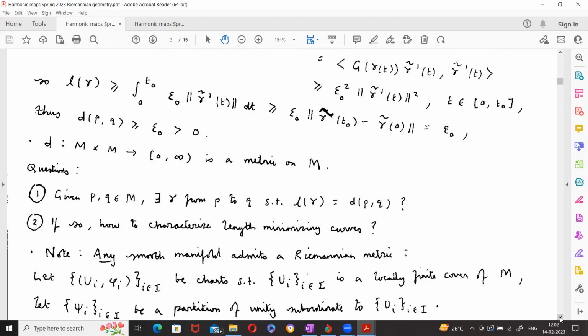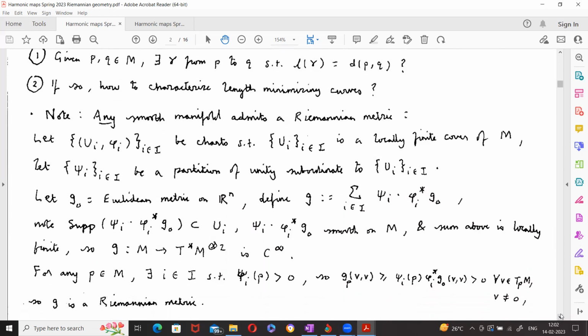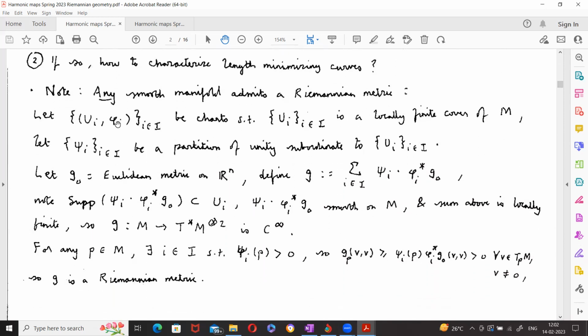Just one small comment. Any smooth manifold admits a Riemannian metric. You can do this using partition of unity. You take a cover of the manifold by charts, which is locally finite, and then you take a partition of unity subordinate to this cover. Then G naught is the Euclidean metric on Rn, and for each chart Ui, you look at the pullback of the Euclidean metric by phi i.